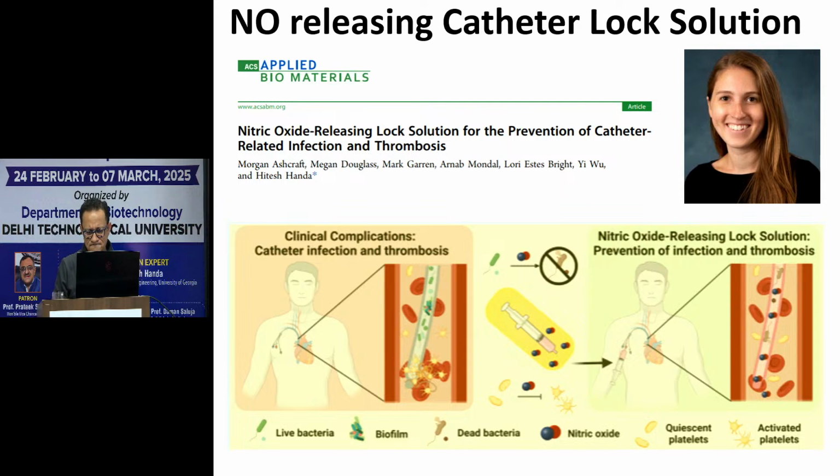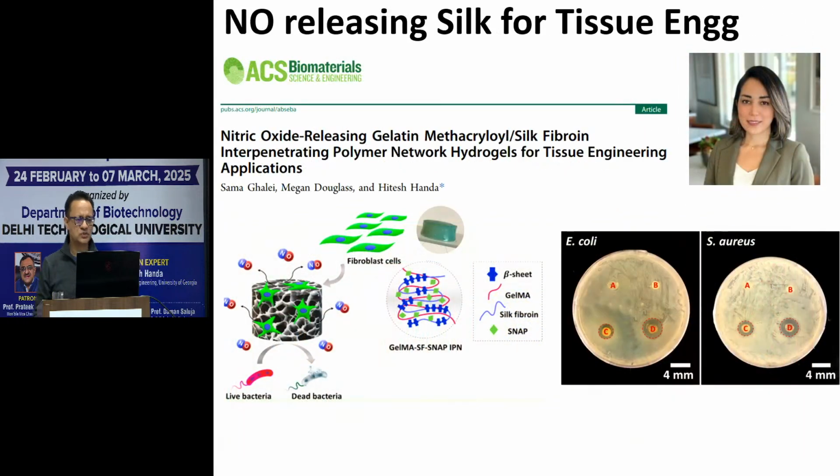Then Sama also did her PhD. She worked a lot on silk. We published multiple papers on silk. So she made this gelatin silk scaffold, NO releasing. Basically, this was her gel. It helped with antimicrobial properties. I purposely am showing you different types of studies, like this zone of inhibition study from those gels.